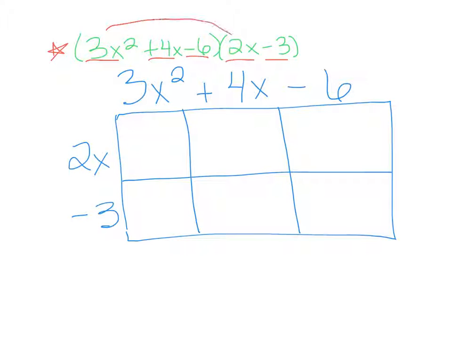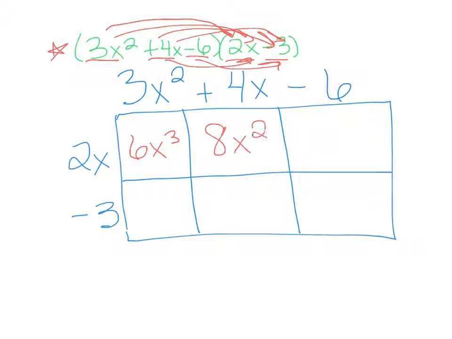So I know my first multiplication is 3x squared times 2x. I'm going to complete that in the square for that. So 3x squared times 2x is 6x cubed. I'm going to continue with all of my multiplications in this fashion using the grid. So 2x times 4x is 8x squared.